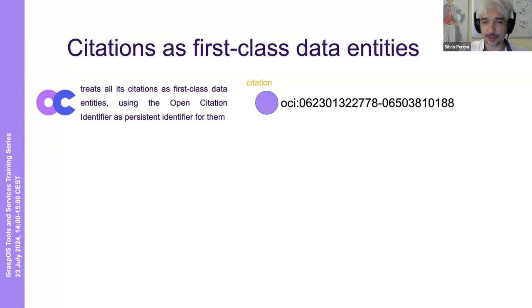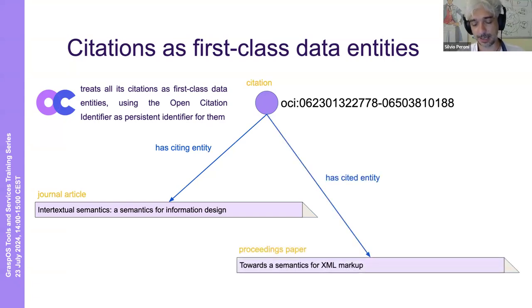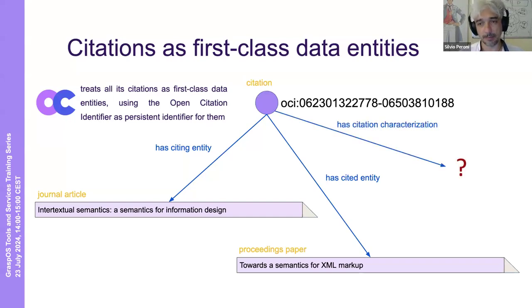And, a citation being a proper entity, that allows us to interlink it and to add metadata to that citation, including what the citing entity of the citation is. In this case, the article that I mentioned before, which is a journal article in this context. What is the cited entity of the citation? In that case, the bottom article of the previous slide, which is a proceedings paper. Additional metadata may include the citation creation date, the citation time window, the time span between the publication dates of the citing and the cited entity, and additional information. But for the focus of this session, the important metadata I would like to discuss here is the one that can be associated by means of a specific relation property, which is has citation characterization. What is this citation characterization?